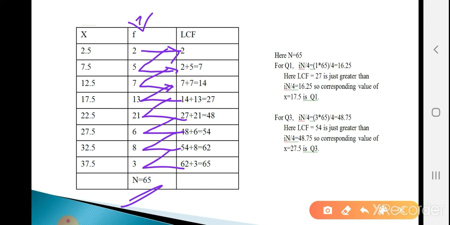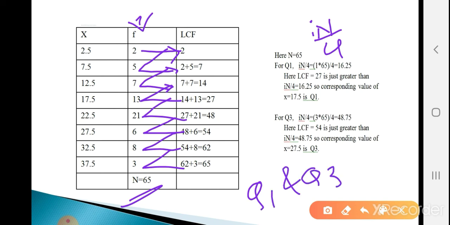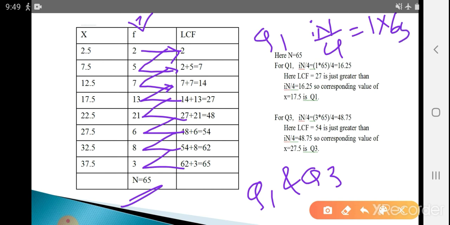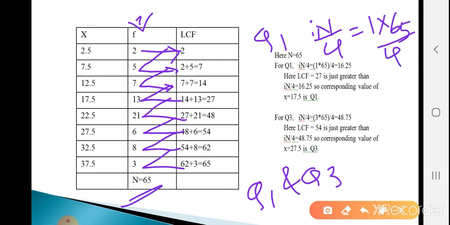Then how to calculate the quartiles for grouped data? First step is to calculate LCF. Then second step is to calculate iN divided by 4. For quartile deviation we need the values of Q1 and Q3. So calculate Q1 and Q3 first. For finding Q1, put i is equal to 1. So 1 into what is the value of capital N? 65. So 65 divided by 4. So what is the value?